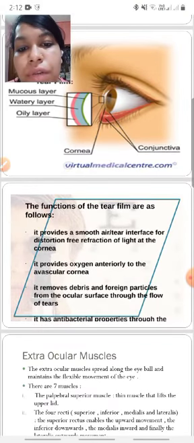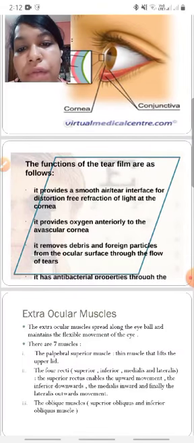The functions of the tear film are as follows. It provides a smooth air-tear interface for distortion-free refraction of light. It provides oxygen diffusion to the avascular cornea. It removes debris and foreign particles from the ocular surface through the flow of tears. And it also has antibacterial properties because it has IgA and lysozyme.